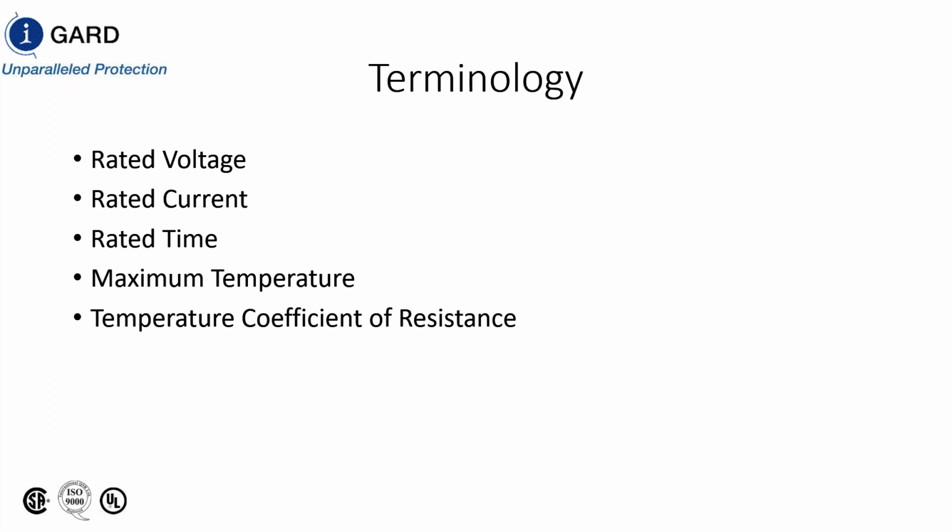There's a couple of terms we have to go over before we get started and get into this. The rated voltage, rated current, rated time, which is typically what people specify when they have a resistor. So it's not uncommon to have a 8,000 volt, 400 amp, 10-second resistor. What's implied when you say that is the maximum temperature and the temperature coefficient of resistance. And we're going to touch on all these terms so that you better understand them when you are specifying neutral grounding resistors.